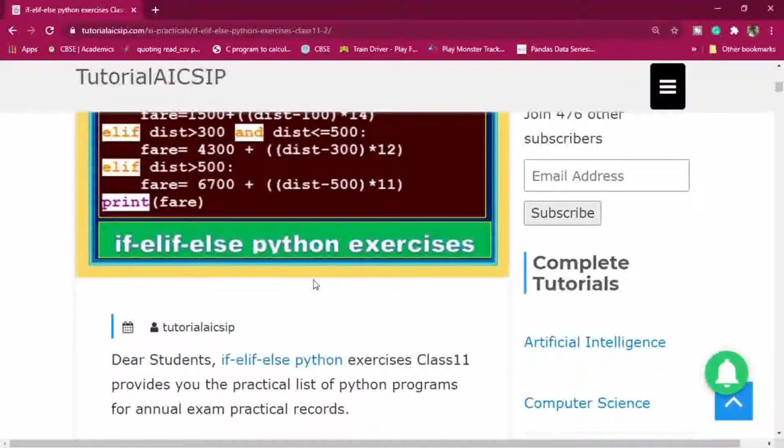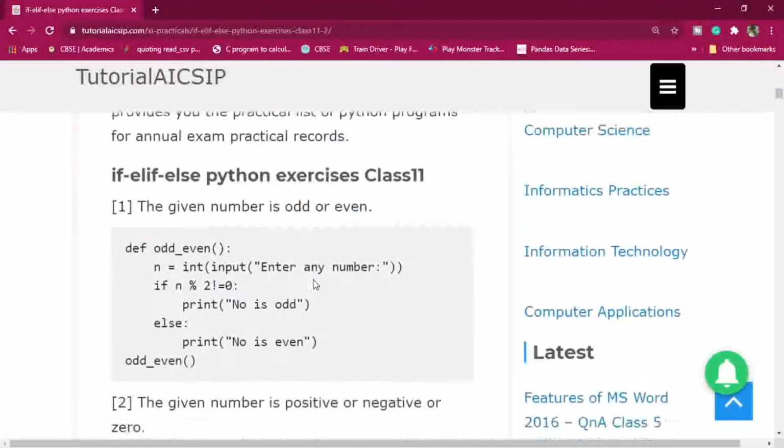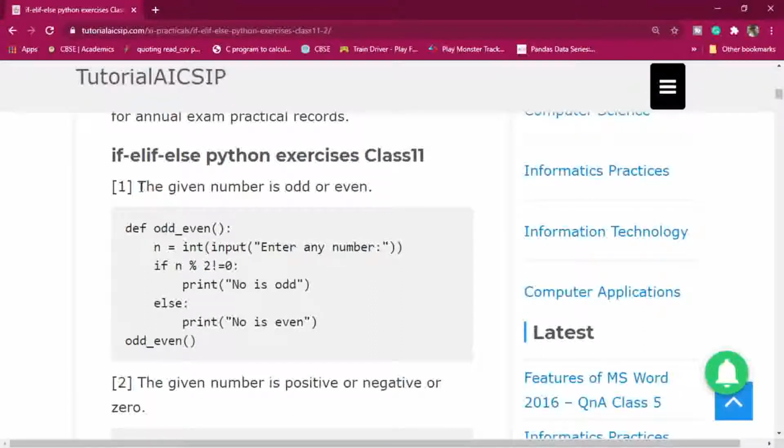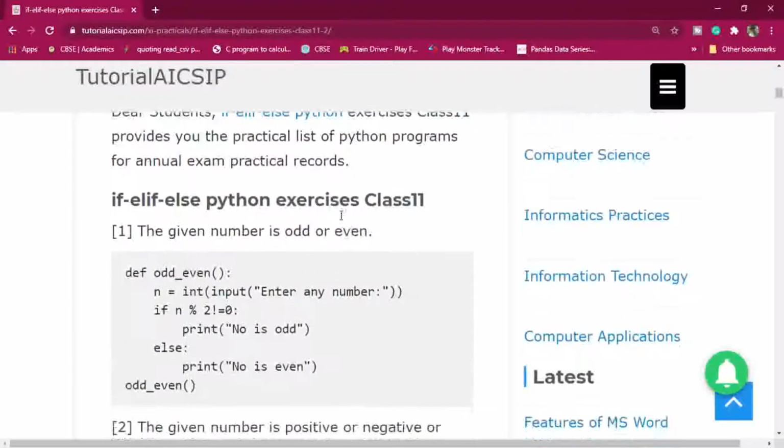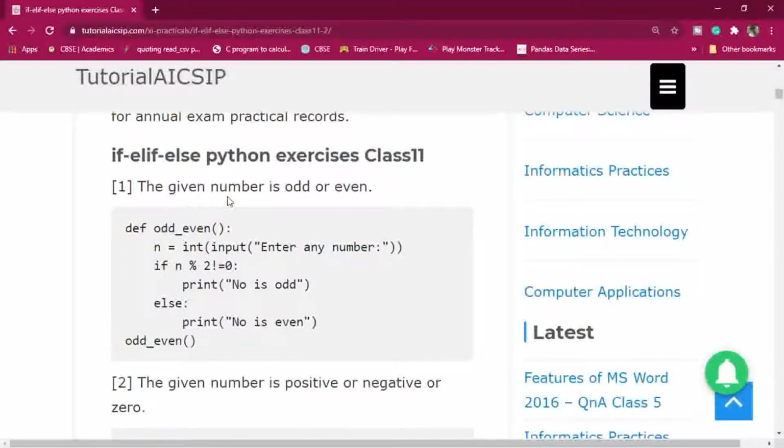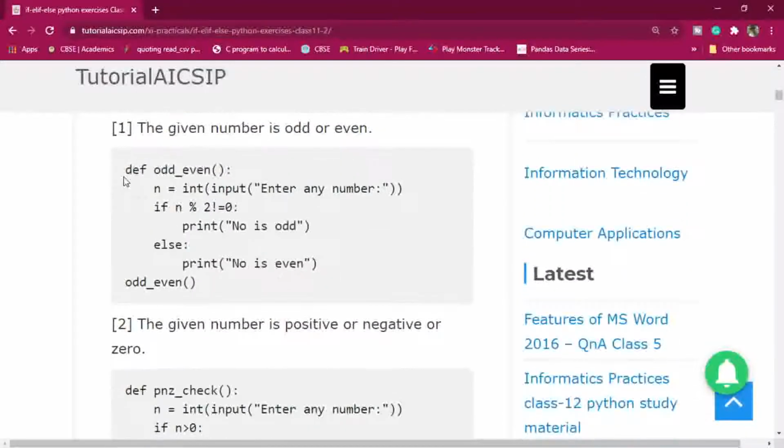So here we begin. The first program, check the given number is odd or even. That is the first program. The complete definition should be like this: write a program to check the given number is odd or even. So here I have written the code. I am just going to explain it simply.